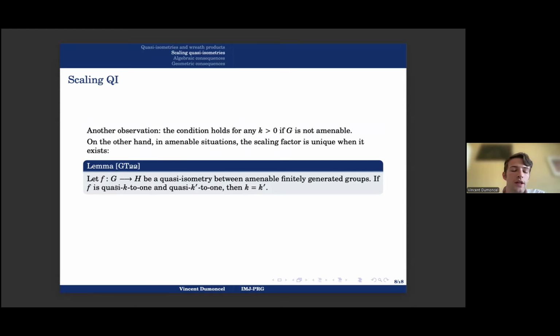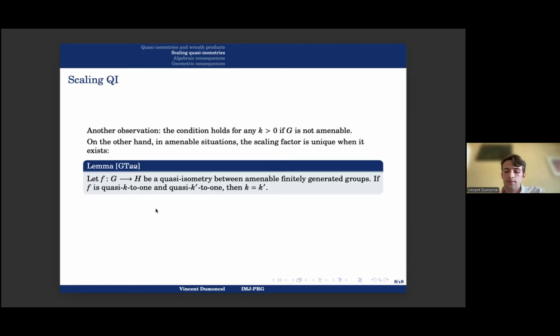Okay, so if you have a quasi-isometry between amenable finitely generated groups, which is both quasi k to 1 and quasi k prime to 1, you can check that in fact k must coincide with k prime. So first, it has no reason to exist. There are quasi-isometries between amenable spaces that are not scaling. But when it exists, the scaling factor is unique.